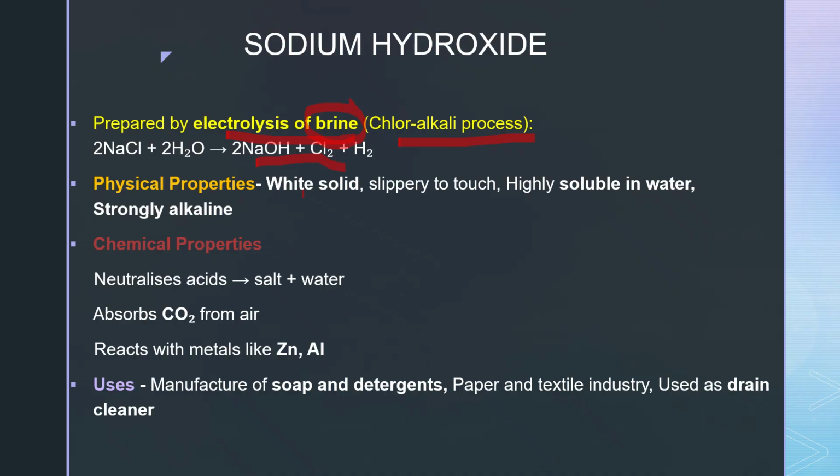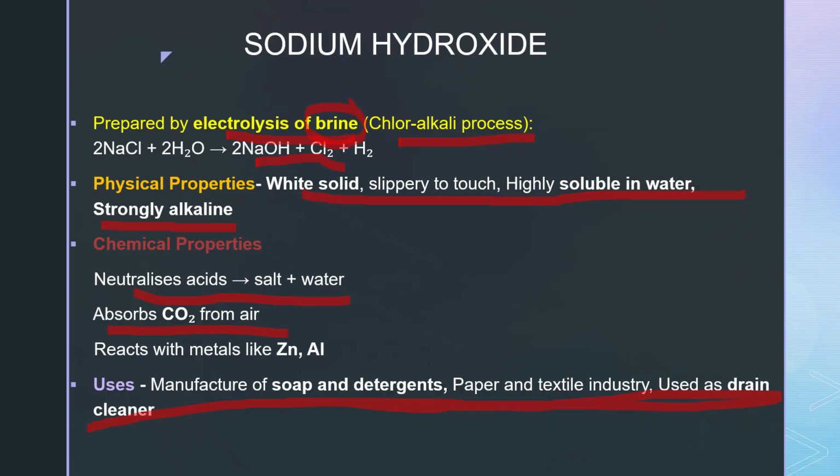Sodium hydroxide is a white solid, slippery to touch, highly soluble in water and strongly alkaline, having a pH of approximately 13 to 14. The chemical properties are that it neutralizes acid to give salt and water, absorbs CO2 from air, and reacts with metals like zinc and aluminium. The uses of sodium hydroxide are the manufacturing of soap and detergents, the paper and textile industry, and as drain cleaners.